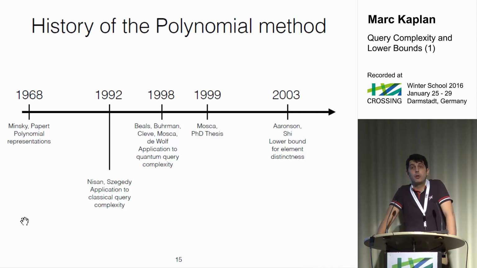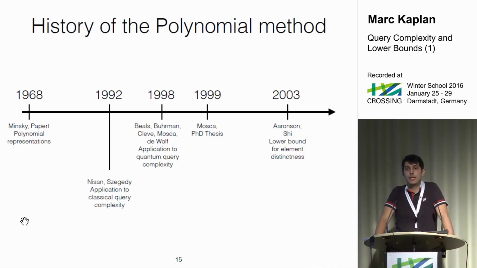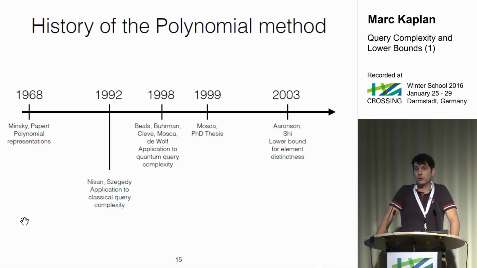So the idea of the polynomial method is to try to represent the function that we want to compute as a polynomial. And this idea has proven useful already a long time ago. It's been used, for example, by Minsky and Papert, who used polynomial representations to represent Boolean functions in the context of AI. By the way, Minsky just passed away last Sunday. He was one of the inventors of some of the things that I'm going to show here.